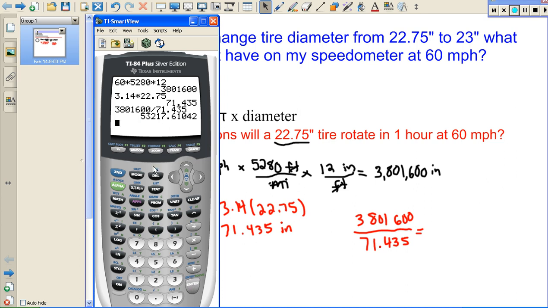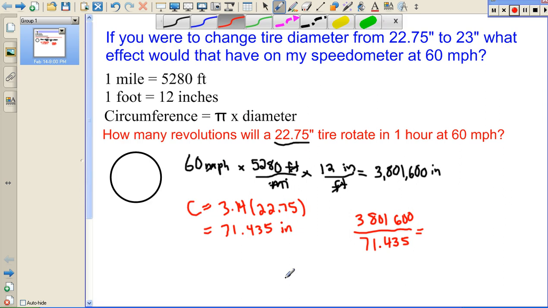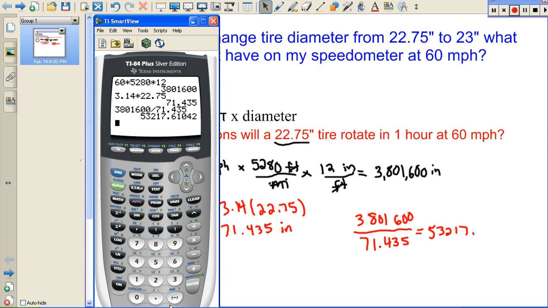It gives us 53,217. I'm going to write out all of these decimals, so I'll probably have to come back to this. So 53,217 point 61042.